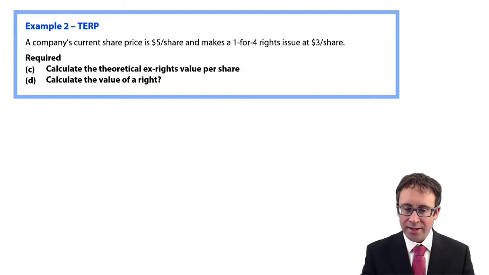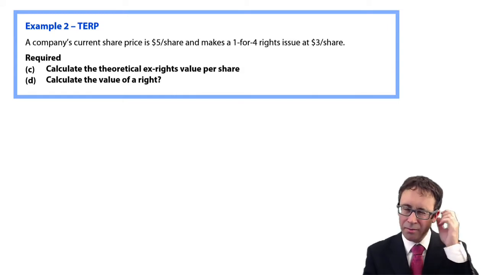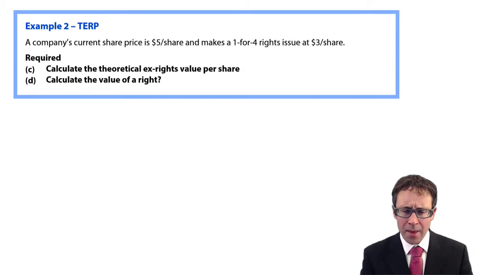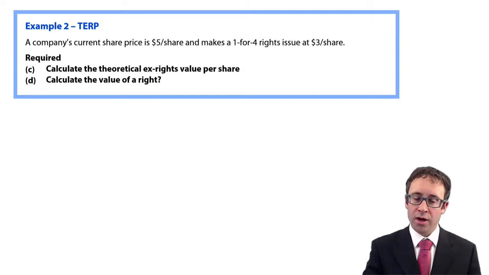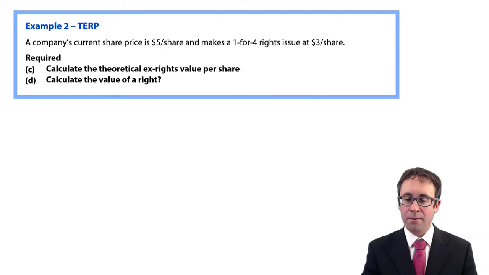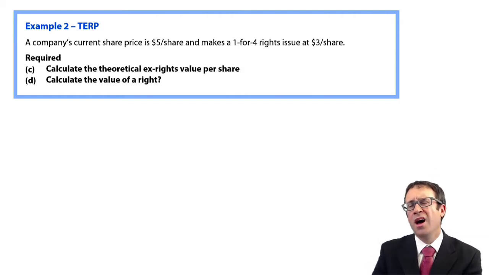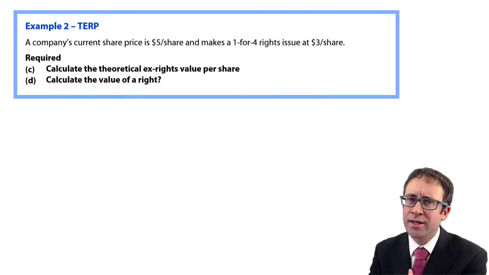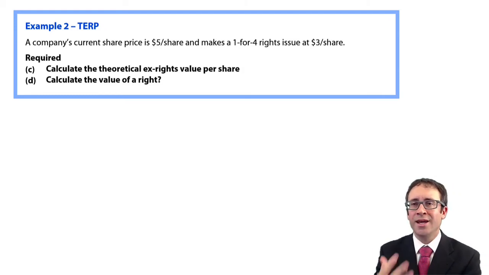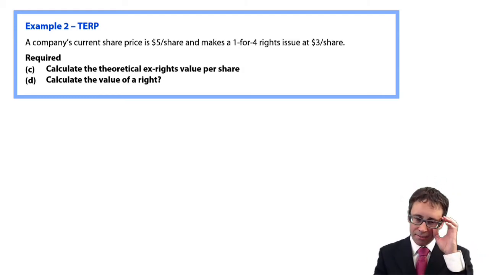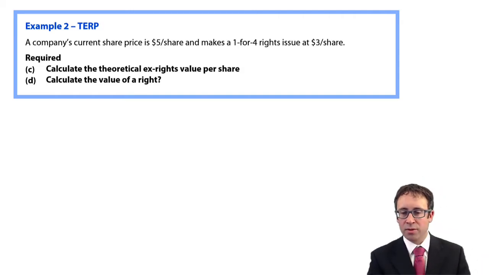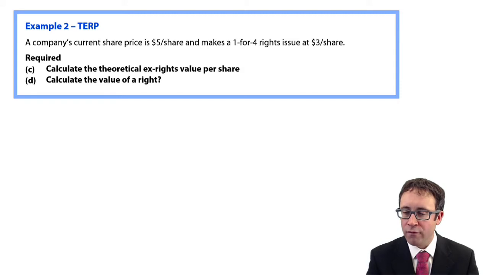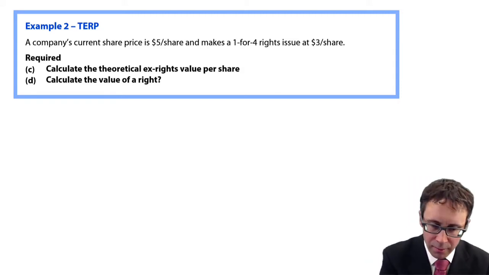But it says calculate the theoretical X rights value per share. Okay, so we always work it on a per share basis, much easier. And then a new aspect, the value of a right. We'll discuss what the value of a right is once we've worked out the theoretical X rights price. Okay. So the theoretical X rights price is the weighted average of all the shares in issue after the rights issue has taken place. And it says here a company's current share price is $5 per share, and we make a 1-for-4 rights issue at $3 per share.